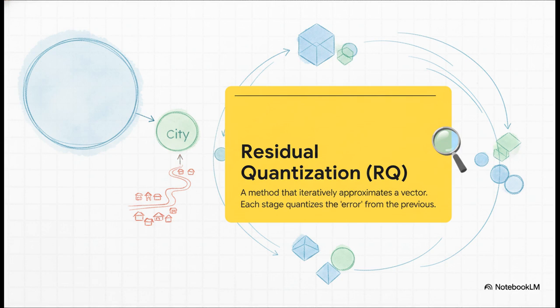Honestly, the best way to think about it is like giving someone directions. Your first code is the big picture, like the United States. That's a rough start. The next code corrects that first guess. It's the residual, so California. The next one refines it even more, Los Angeles. Each step is just zeroing in on the leftover error from the step before.